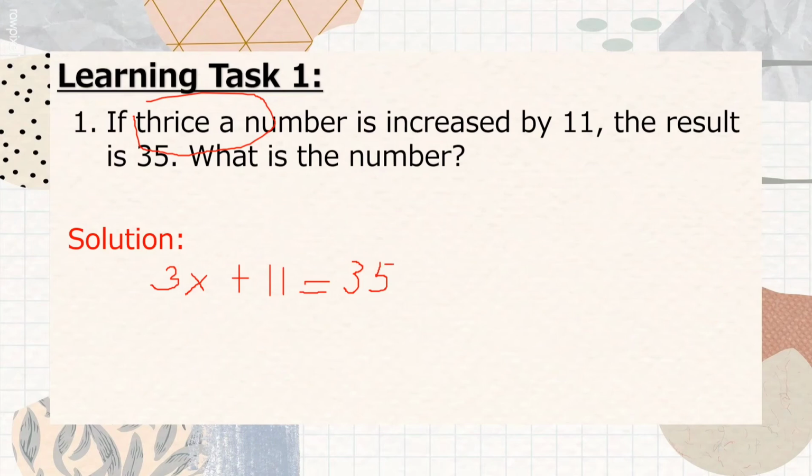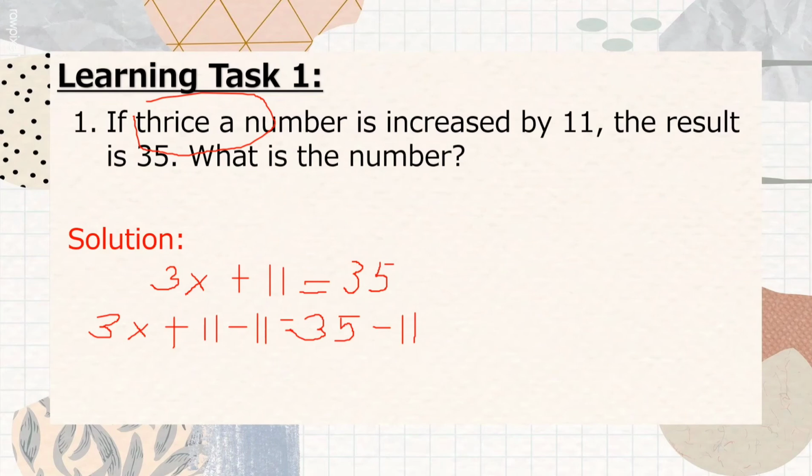So the first step here is that we're going to apply the subtraction property of equality. So we have here 3x, okay, plus 11, minus 11, equals 35 minus 11. Okay, that's it.